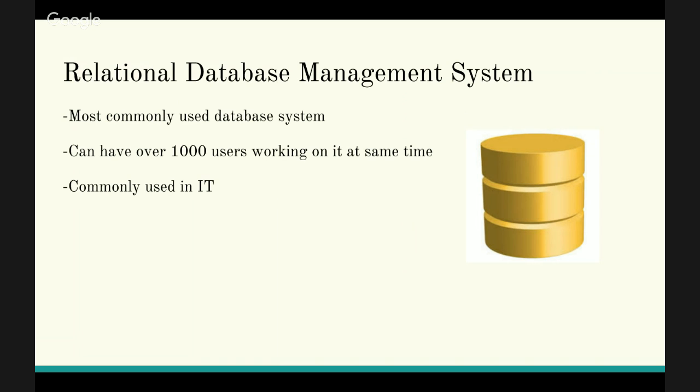Now, here is the relational database management system. It is the most commonly used database system today in the working world. It allows thousands of people to work on a database at the same time, which speeds up production, and also makes production a lot more efficient for a company. This database system is primarily used for information technology companies as well.